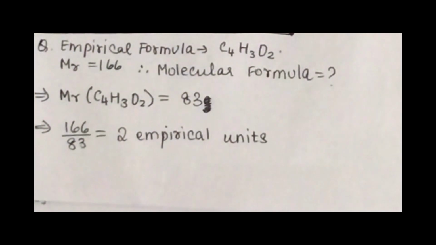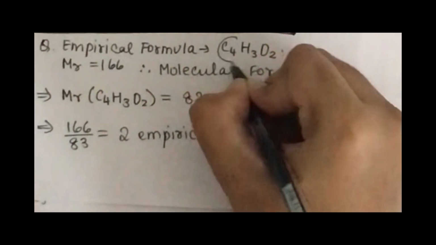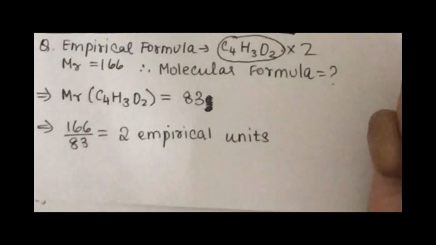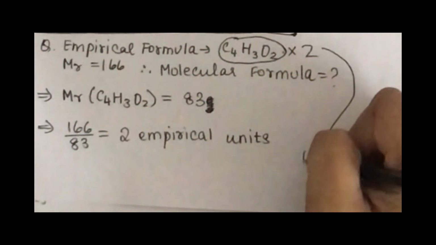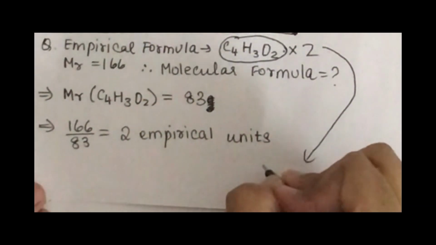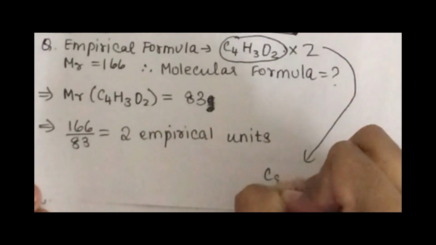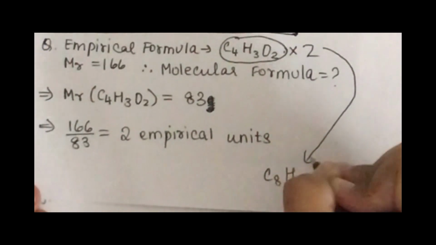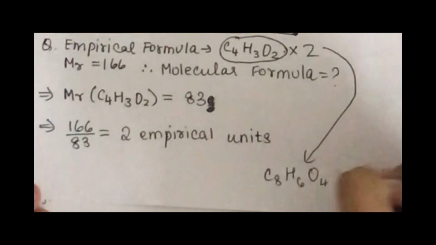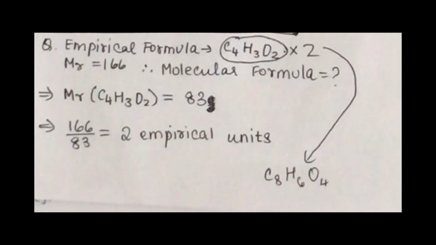Which means that we have to multiply our empirical formula by 2 to get the molecular formula. So if we do that, we'll get 4 into 2, which is 8. So the formula will become C8H, 3 into 2, which is 6, and 2 2s are 4, so O4. And that is our molecular formula, C8H6O4.